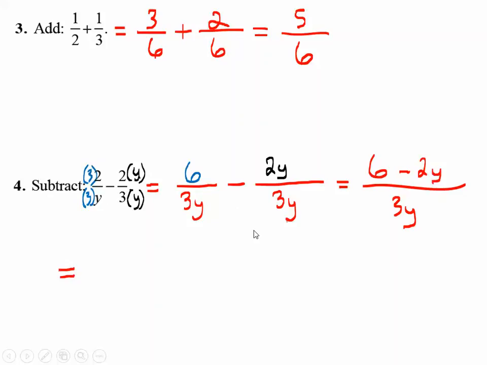And now the only question is, does this reduce? Does anything factor here? The top actually does factor, huh? The top, you can factor out a 2, leaving 3 minus y, and again over 3y.